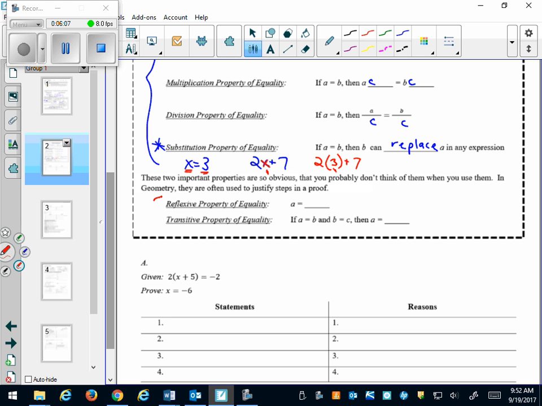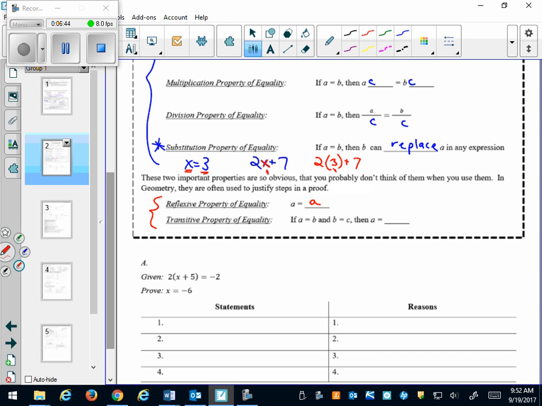These two properties are going to be useful in geometric proofs. One is the reflexive property of equality. It literally means A is equal to itself. It's literally you have the same exact thing on both sides of the equal sign. It's one statement that seems really obvious, but sometimes in geometry you have to have a statement and a reason. And A equals A is going to sometimes be something we need to state.